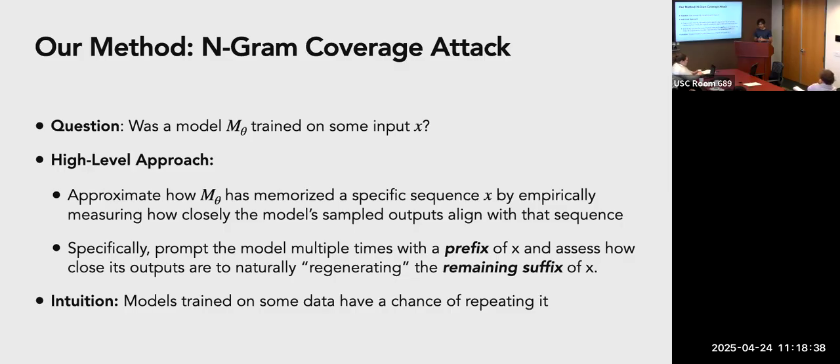Again, we have this intuition where we're trying to fill in for the loss of information, no pun intended, which we don't have from the loss baselines. And we have this intuition that models trained on some data have a chance of repeating it. That's the core idea in this work. So I'll go more concretely into the method now. We have it written up as an algorithm.